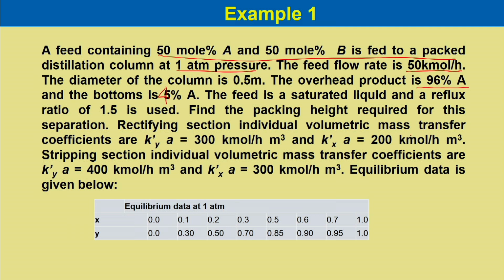Rectifying section individual volumetric mass transfer coefficients: Ky'a is 300 kilomole per hour meter cube and Kx'a is 200 kilomole per hour meter cube. Stripping section individual volumetric mass transfer coefficients are Ky'a is 400 kilomole per hour meter cube and Kx'a is 300 kilomole per hour meter cube. Equilibrium data is given in this table. Now, we need to find out the height of the packing required for this separation.